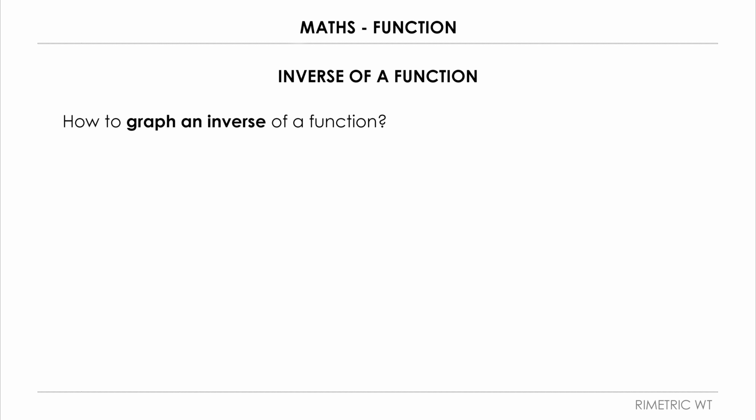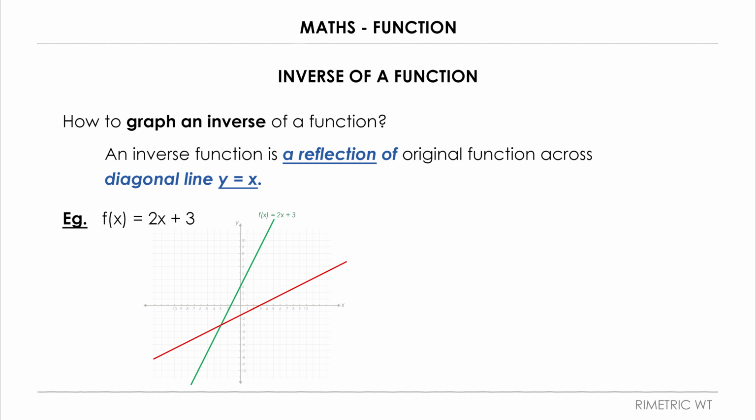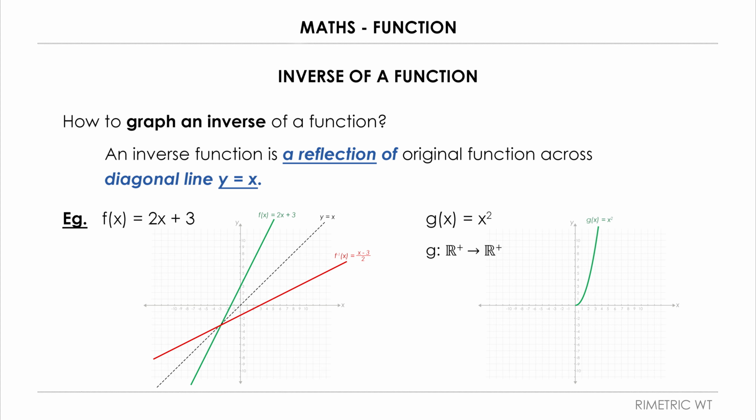Visually, if you graph them together, the inverse will always be a reflection of the original function across the diagonal identity line y equals x. To illustrate this, we can take the linear function f of x equals 2x plus 3, where its inverse function f inverse equals x minus 3 over 2. On the graph, we can see the inverse of f of x is a mirror image of f of x. We can see that with the quadratic function as well.